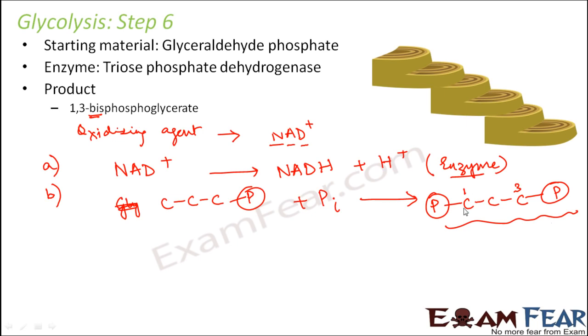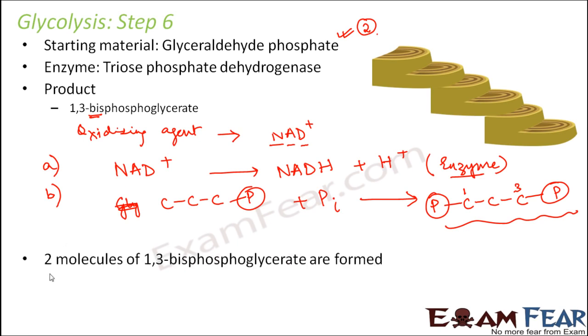Now, this process will get repeated 2 times. Why 2 times? Because in step 5, 2 molecules of glyceraldehyde phosphate were produced, right? Now, for each molecule of glyceraldehyde phosphate, 1 molecule of 1,3-biphosphoglycerate will be formed, correct? So, since you had 2 molecules, therefore 2 molecules of 1,3-biphosphoglycerate will be formed.